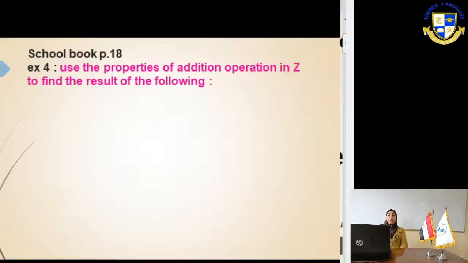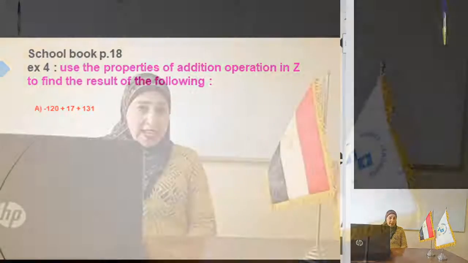Here, our example from your school book. Use the properties of the addition operation in Z to find the result of the following. Letter A, negative 120 plus 17 plus 131. Here, don't use your calculator to find this answer because I asked you to use the properties of addition. So, you must use these properties and write the name of each property.